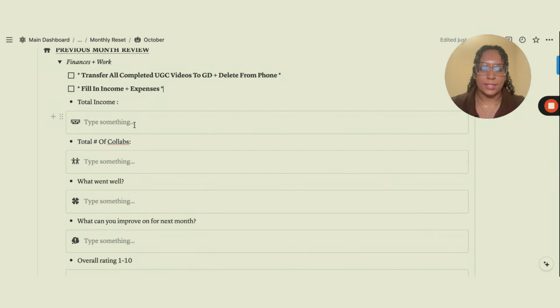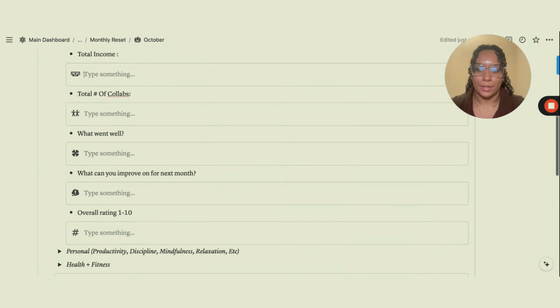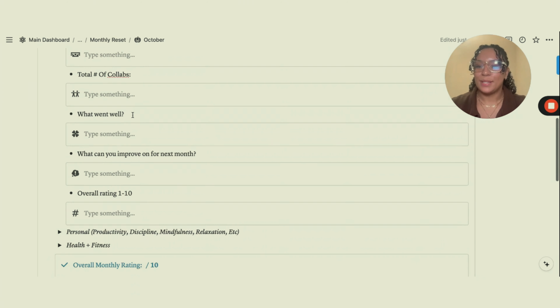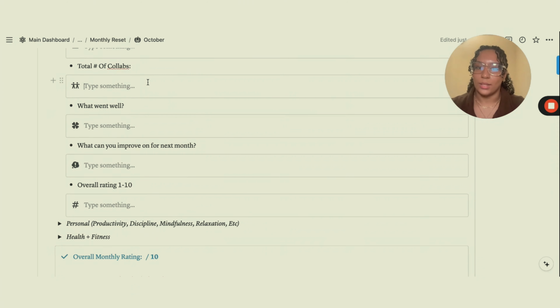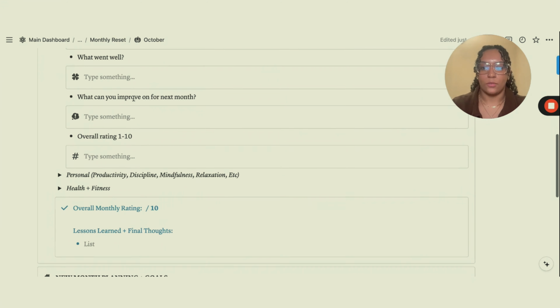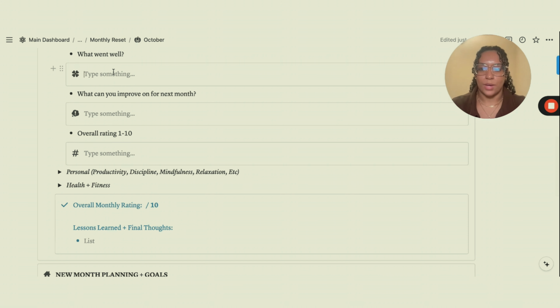So we're not going to do that together because you guys don't need to see my income, and I'm not sure that you necessarily care. But next, we've got total number of collabs for the month. And again, you can make this yours and customize it to yourself, but I like to keep note of this to see the progress that I'm making. We're not necessarily going to go over that, but what I do want to start with you guys is what went well. So as far as September goes in finances and work, what went well?